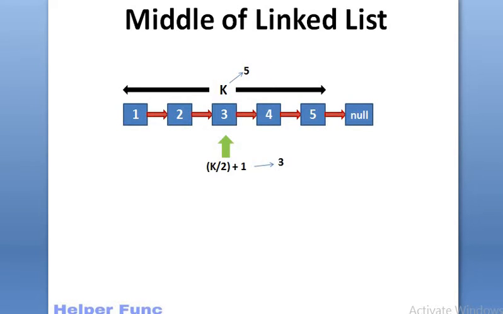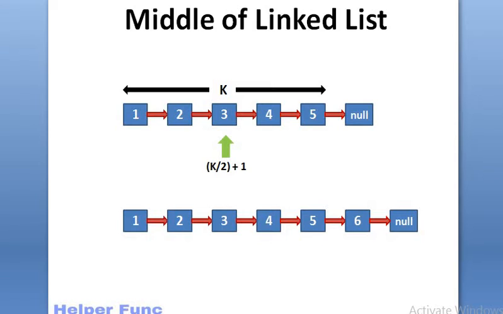Now let's look at another example when n is even. Here k will be 6, and therefore k by 2 plus 1 will be 4. Thus the middle node will be the fourth node. Now in this approach, we are using two traversals. The first one for getting the size of the list, that is k, and the next one for reaching the middle node, that is reaching the k by 2 plus 1th node.